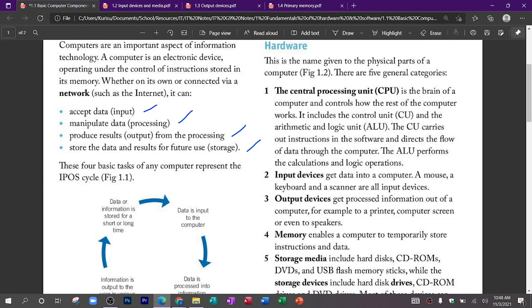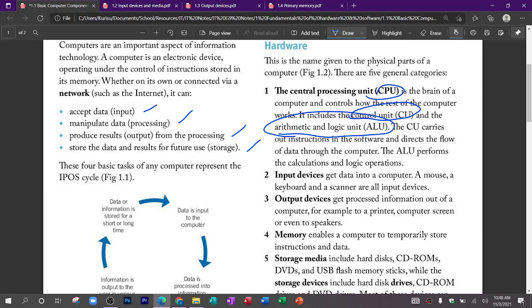The first is the central processing unit. That is the brain of the computer. And the CPU, the central processing unit, has 2 categories under it also. It can be broken down into 2 main parts: the control unit and the arithmetic and logic unit. So we have the CPU, and under the CPU we have the control unit and the arithmetic and logic unit. So that's the first category there.